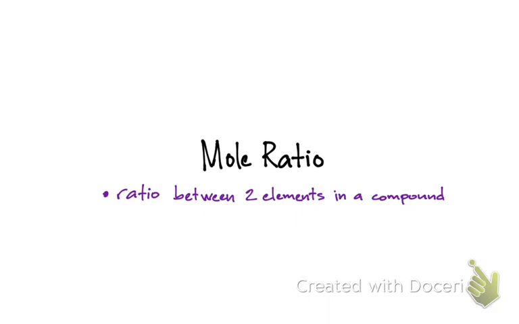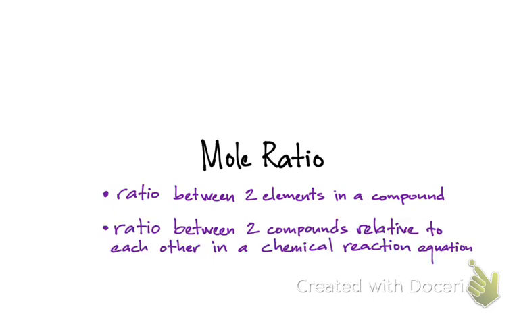So mole ratio is basically defined as the ratio between two elements in a given compound. It could also mean the ratio between two different compounds relative to one another in a given chemical reaction equation. And the latter, the second one, we'll talk about in the next chapter. So let's focus on the first one here, which is the ratio between two elements in a given compound.